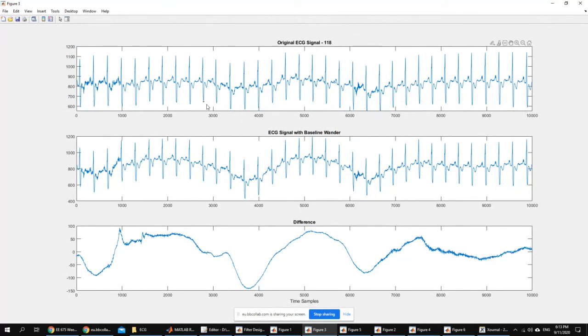So this is the original ECG signal. Original means that this is the acceptable quality ECG signal that the doctor can use to make a diagnosis. This is a very similar ECG signal, exactly the same one, but with the baseline wander artifact. This is the difference between the two. Now we would like to be presented with the second signal, with the baseline wander artifact, and be able to come up with something that looks like this. We'd like to remove something that looks like this from the signal.